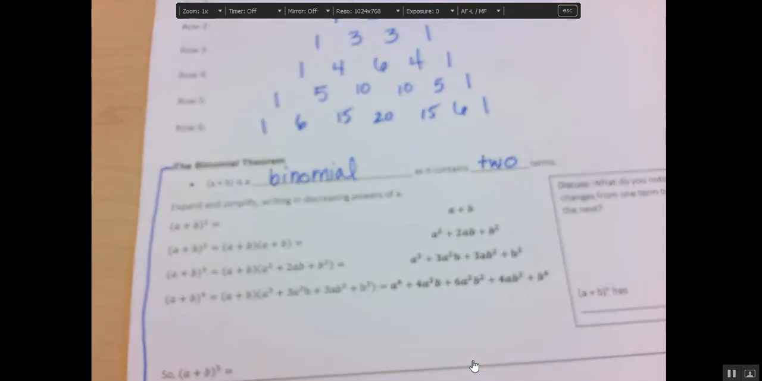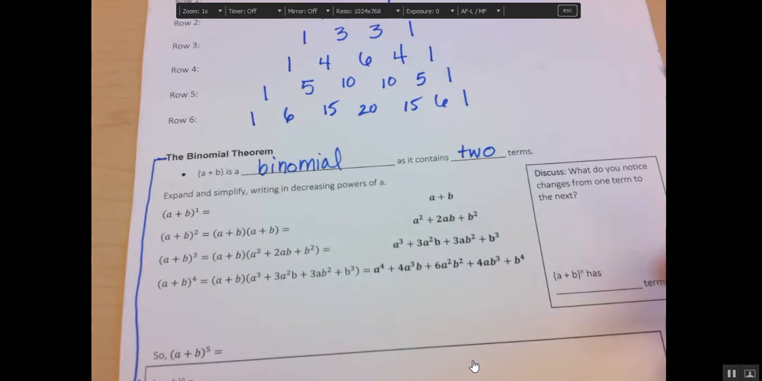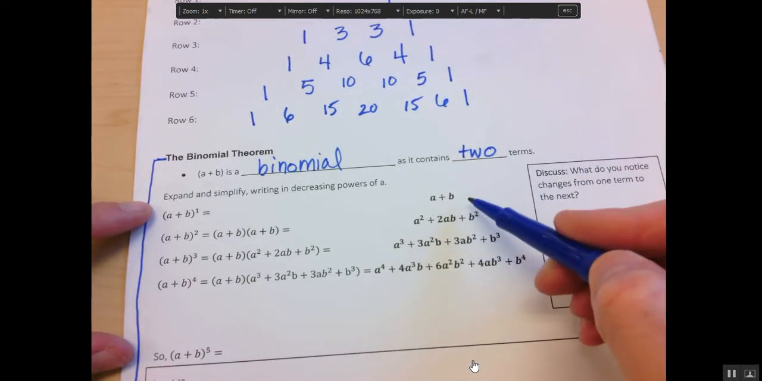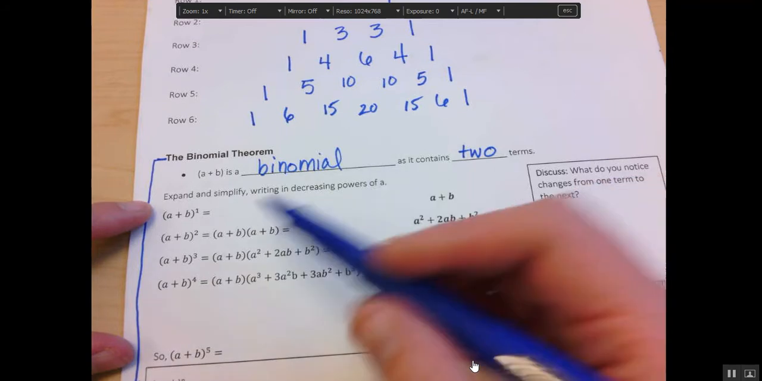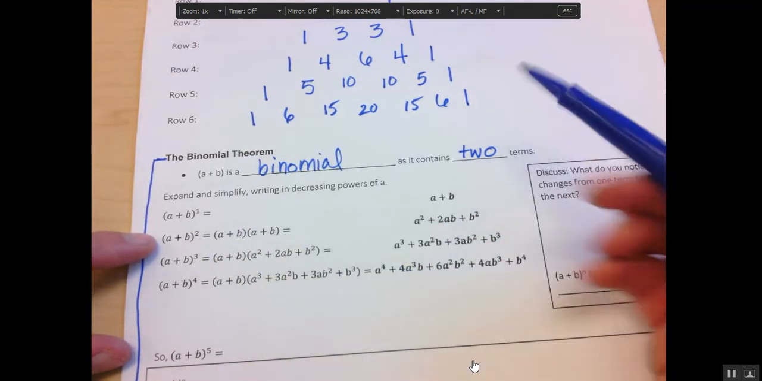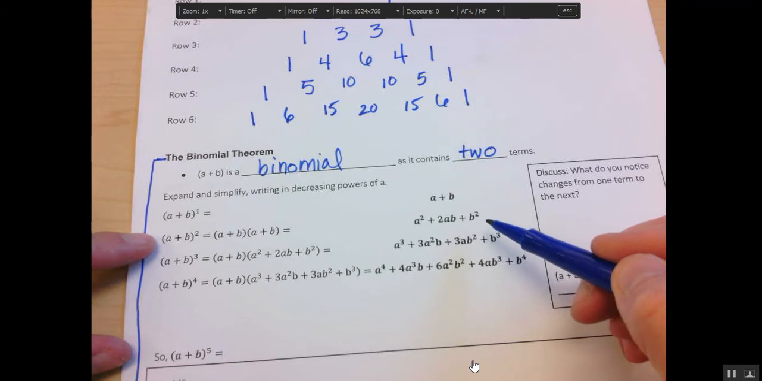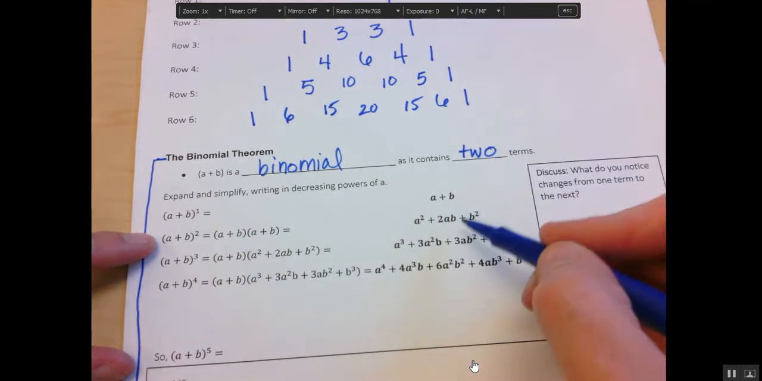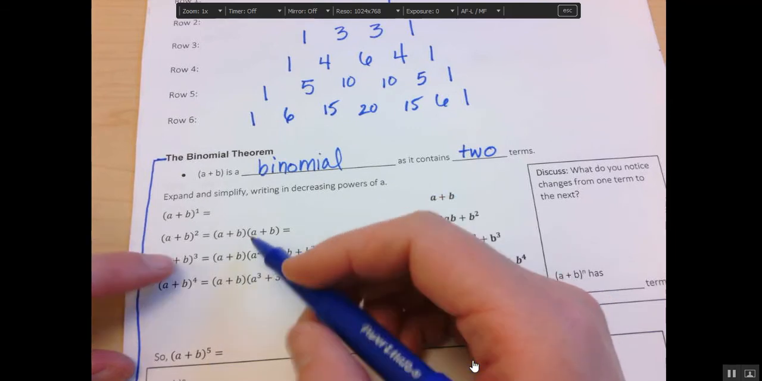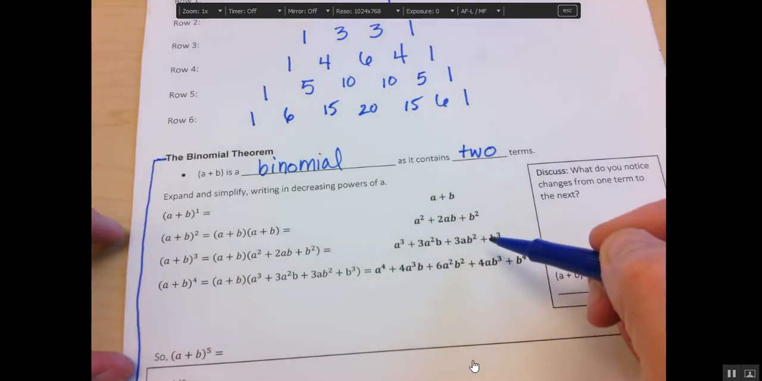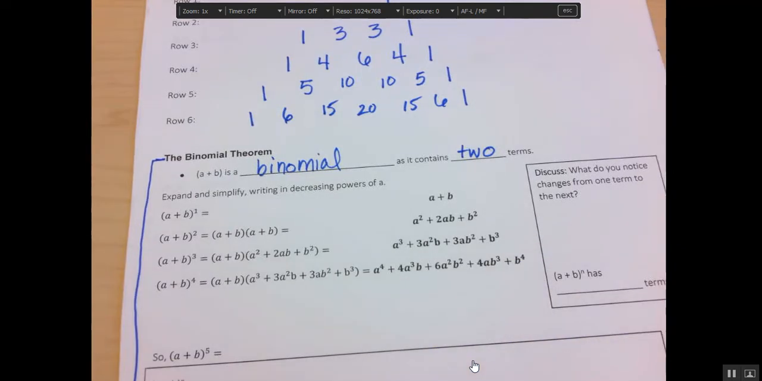And so we're going to talk about what happens when you multiply. So a plus b to the 1 is just a plus b. A plus b squared is when you do a plus b times a plus b and you get this answer here. When I do a plus b to the 3rd, I take this answer and I multiply it by a plus b again and I get this. So this is a lot of work, right? If I asked you to do a plus b to the 4th, you would have to do a plus b times a plus b, then multiply it times a plus b again, and then multiply it times a plus b again. So there's a shortcut we can use for multiplying these.